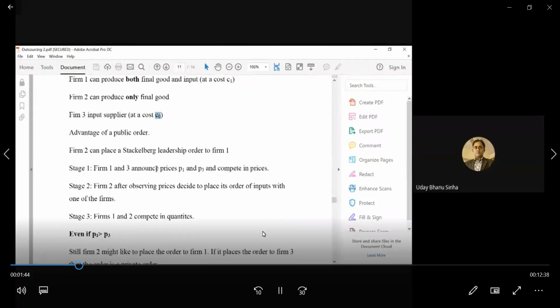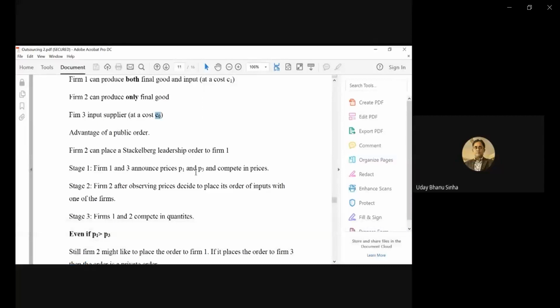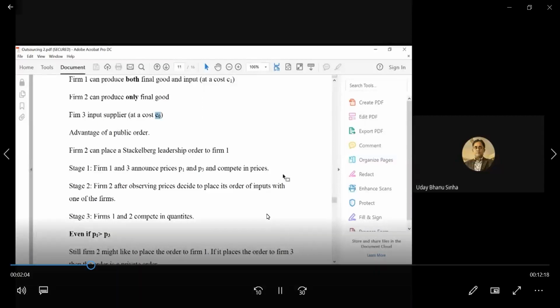Stage 1, Farm 1 and 3 announce prices P1 and P3. These are prices of input announced by the farms who can produce input. Farm 1 can produce input, Farm 3 is essentially the input seller. So P1 and P3 are the input prices and they compete in these prices to supply input in the market. Stage 2, Farm 2, after observing prices, decides to place its order of inputs with one of the farms. Remember this Farm 2 doesn't have the ability to produce input, but it can place its order with one of the farms.